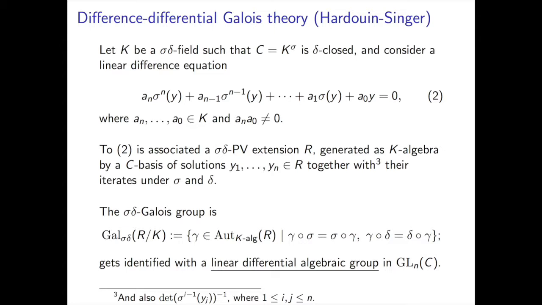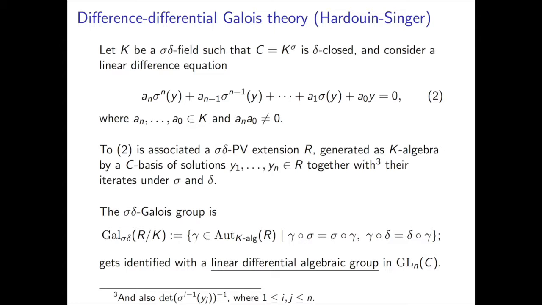Okay, so now the sigma delta Galois group is going to be a priori defined as the group of K-algebra automorphisms of this ring that respect both the difference structure and the differential structure. So that's how come the Galois group is able to tell you anything about what kinds of differential equations your solutions satisfy. But then the choice of a basis of solutions identifies this abstract group with what's called a linear differential algebraic group inside of GL_n(C).